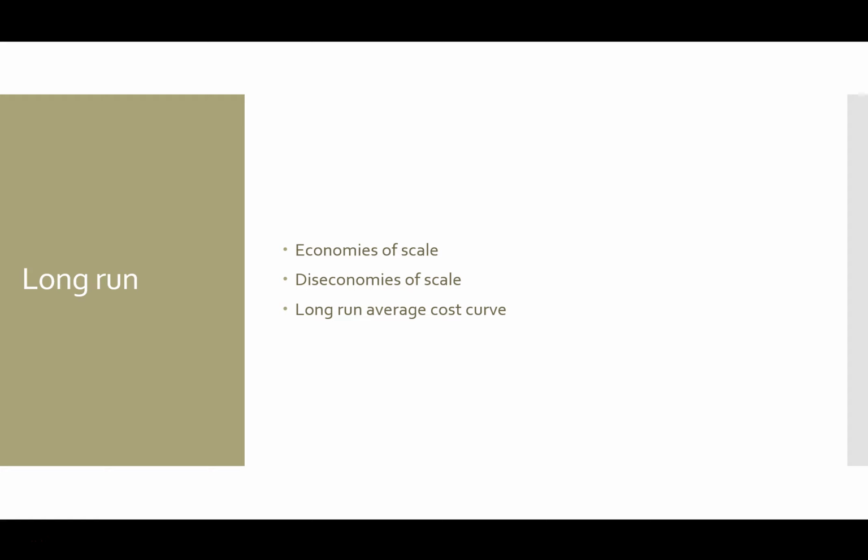To take a quick glance at the long run, again, nothing is fixed. This business could make any kind of decisions that they want to. And a huge part of this is thinking about economies or diseconomies of scale. These are terms that you actually might even hear in everyday conversation. Basically, as a business is thinking about its size, there are certain sizes of businesses which work better. Imagine trying to have a car company that is just one person building cars by himself. That'd be pretty expensive, pretty difficult. It makes sense for something like cars to be produced by a relatively large business.